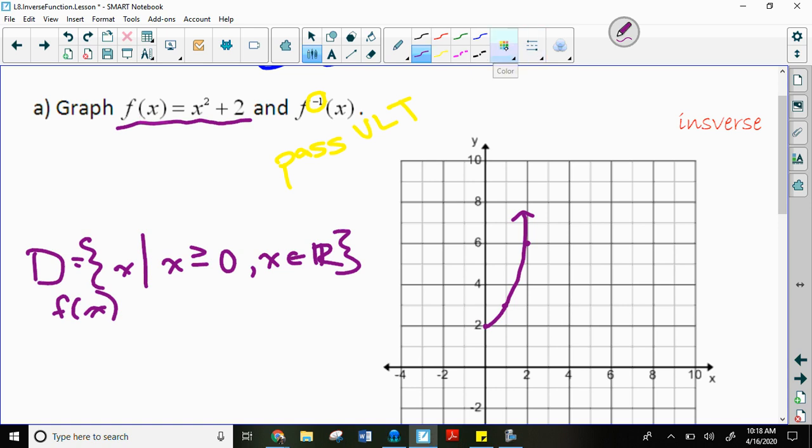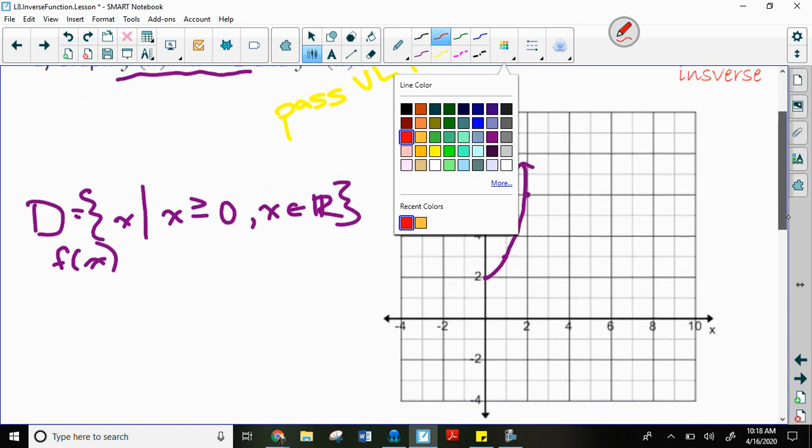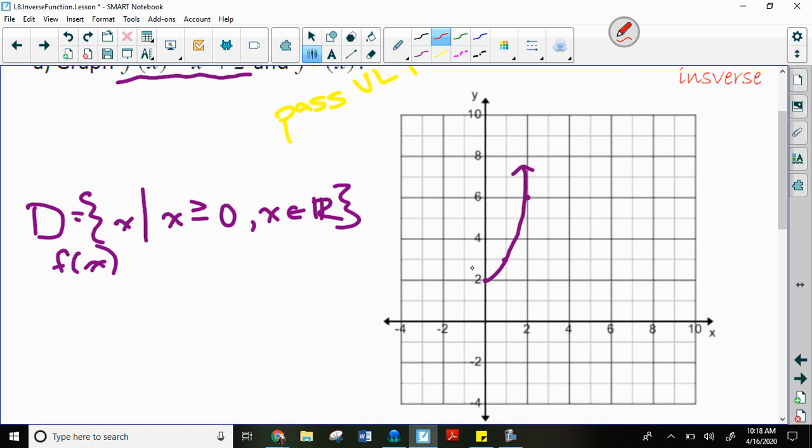Then let's get color fun. No, we'll do red. And we'll do the inverse of purple. So instead of being 0 at 2, it's going to be 2 at 0. Instead of being 1 at 3, it's going to be 3 at 1. Instead of being 2 at 6, it's going to be 6 at 2. So look at that. We've created the inverse now. So much better than the other one.